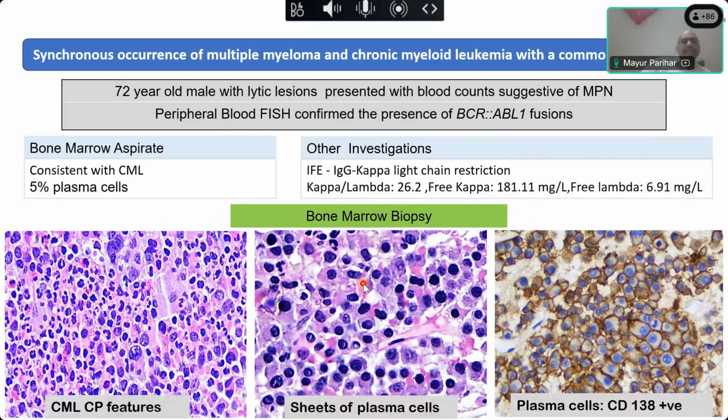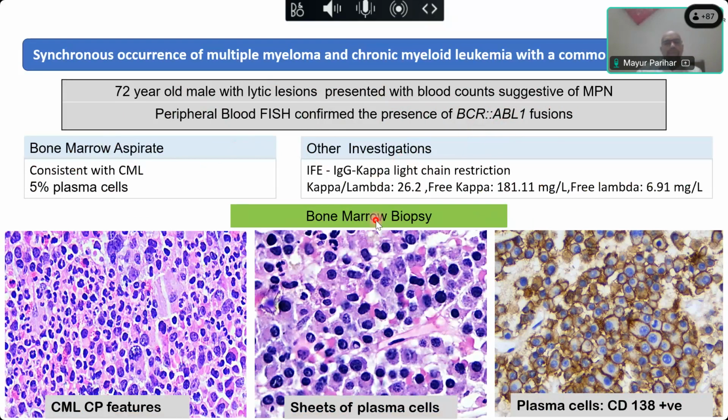Now let me show you an interesting case. Myeloma is a disease of the elderly. Of course, you do see it in some young patients also. This was a 72-year-old male with lytic lesions who presented with high blood counts, which was suggestive of myeloproliferative neoplasm. So we did a peripheral blood FISH, and we got a BCR-ABL fusion positive.